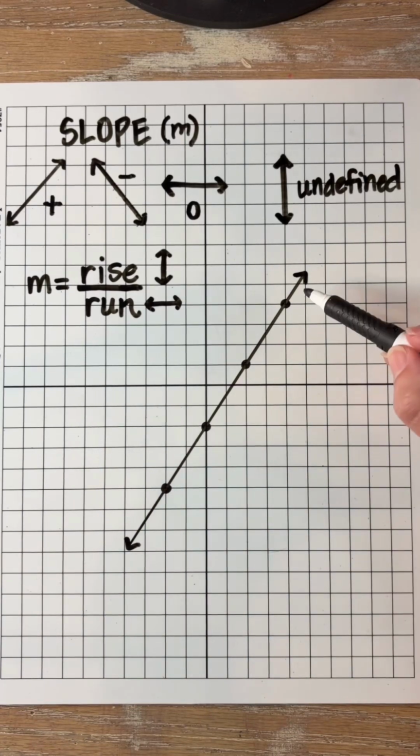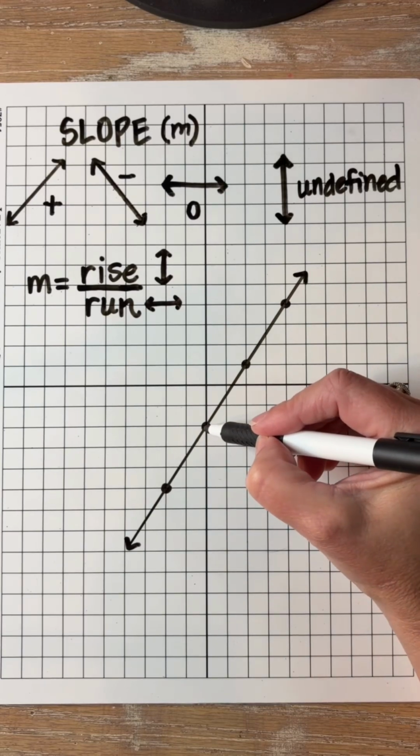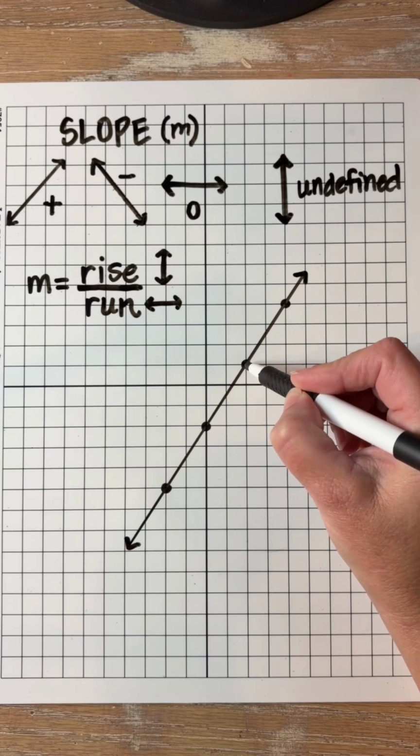So if we were given this line on the graph and I wanted to find its slope, I can pick a point on the graph. I'm just going to pick this point. It really doesn't matter which one I choose. And I'm going to count to the next nice point here on the graph.